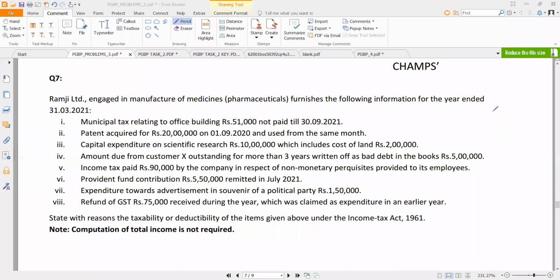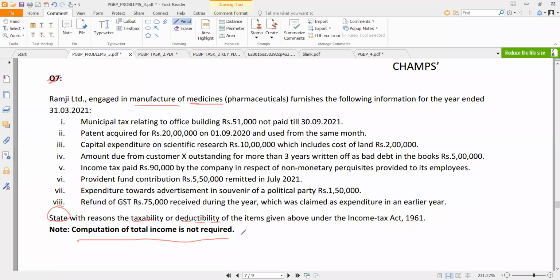Now, question number 7. Ramji Limited, engaged in the manufacture of medicines and pharmaceuticals, furnishes the following information for the year ended, and state the reasons whether the amounts are taxable or deductible.